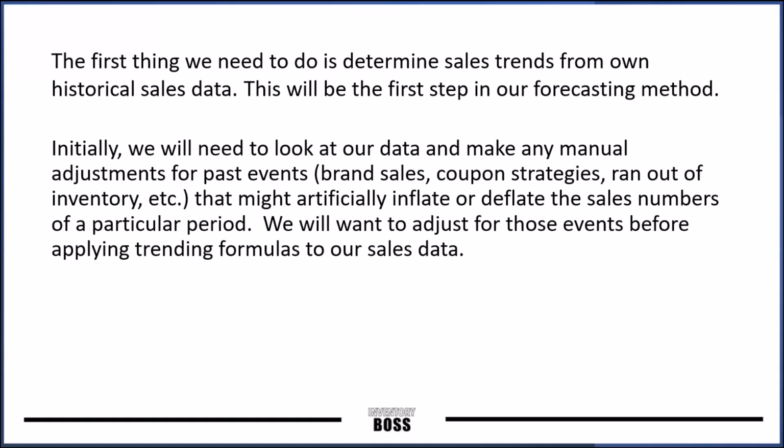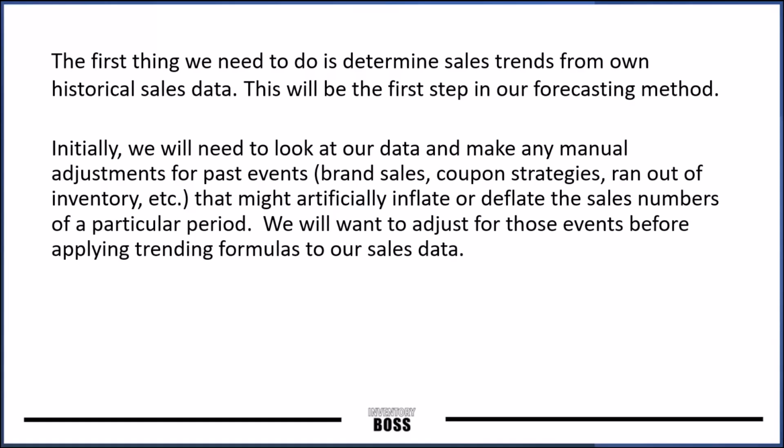And that could be something as simple as we had sales, we had maybe some coupon strategies for volume and ranking, marketing, whatever. Maybe you ran out of inventory. That's something you need to know because that's going to skew your data. And so we need to look at the things that might artificially inflate or deflate the sales numbers of a particular period, because we're going to use our historical sales data to determine what our future sales will be. So our data has to be good. And if we need to make any adjustments because of certain events, like I mentioned, then we need to make those adjustments before we apply any math.